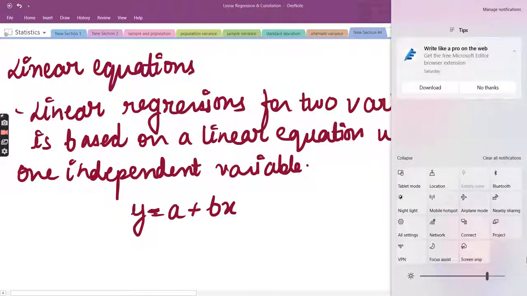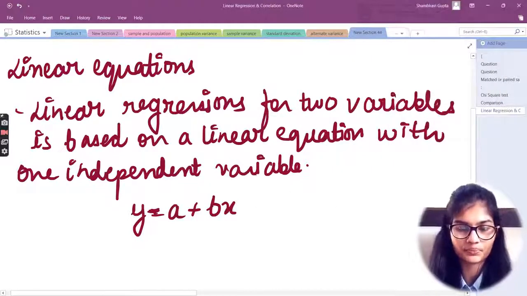Linear regression is basically for two variables. We had already seen the formula right here, and how it is applied.